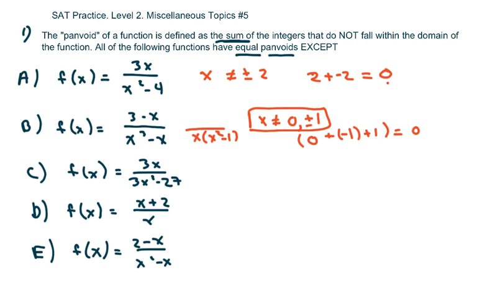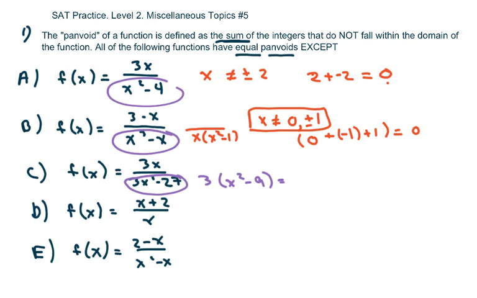So these two are equal. Now the third one, we're going to factor out a 3. We're just looking at the denominators here. I'm not even looking at the numerator. So we get 3 times x squared minus 9. So basically, you can tell right away that the forbidden values are x cannot be plus or minus 3. So when you add these up, 3 plus a negative 3, that equals 0.